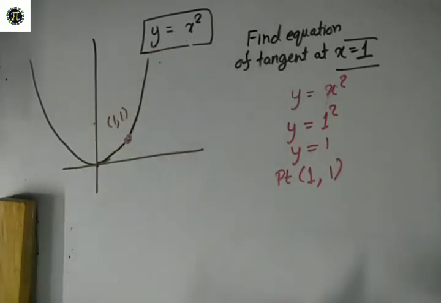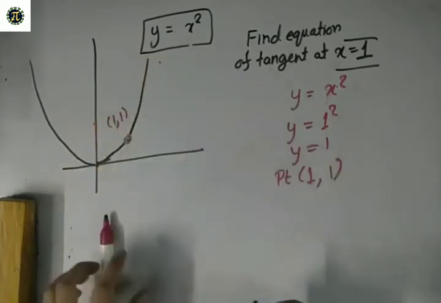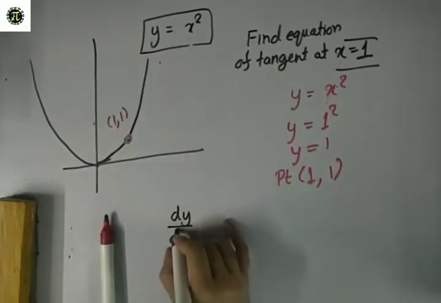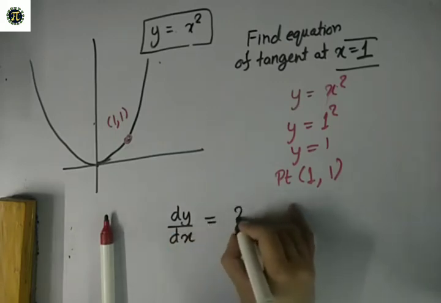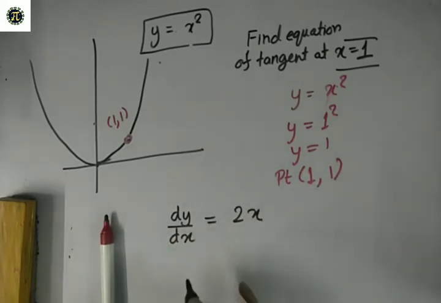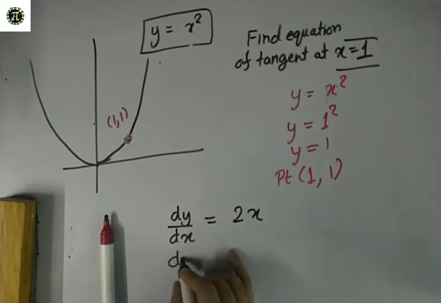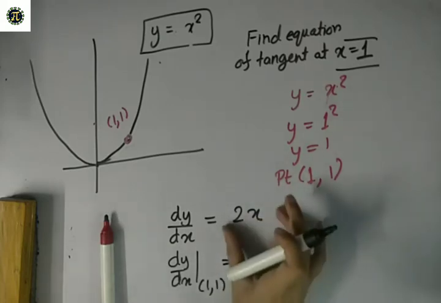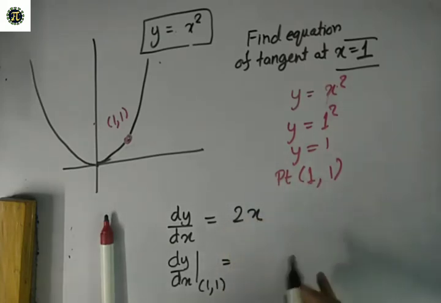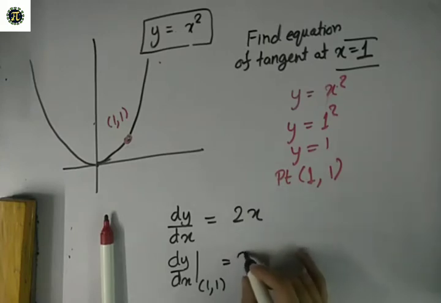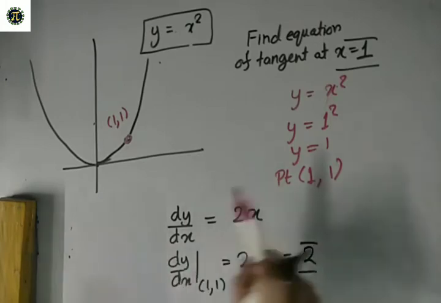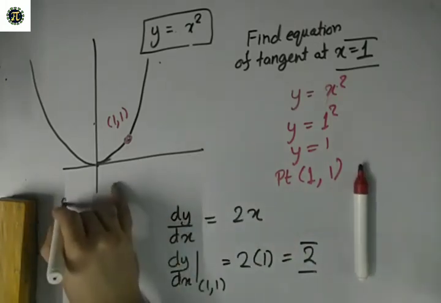What is the direction at this point? I can differentiate the original function and find dy by dx. So what is dy by dx? The differentiation of x square will be 2 times x. That is very simple. And dy by dx at the point 1 comma 1: the function on the right side is just a function of x, though it could have been a function of x and y both. So we just put the value of x, which is 1, and we get 2. The slope is 2.